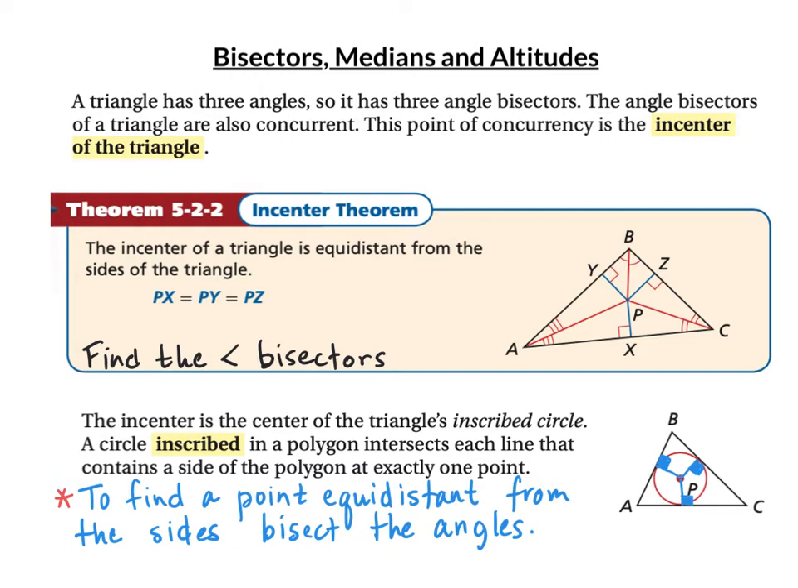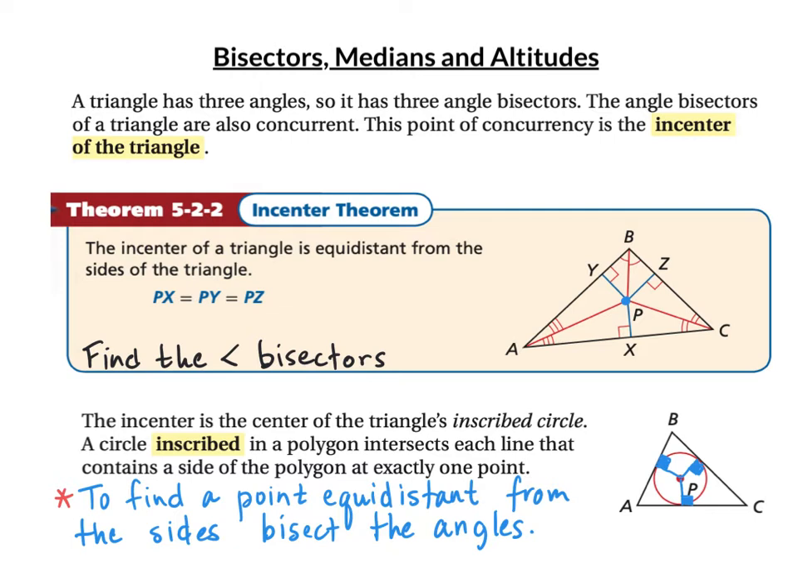To find that, I find the angle bisectors, and they are all concurrent. They all intersect at one point, and that point is equidistant from the sides. The incenter is the center of the inscribed circle. To find the incenter, we find a point that is equidistant from the sides. To do that, we bisect the angles.